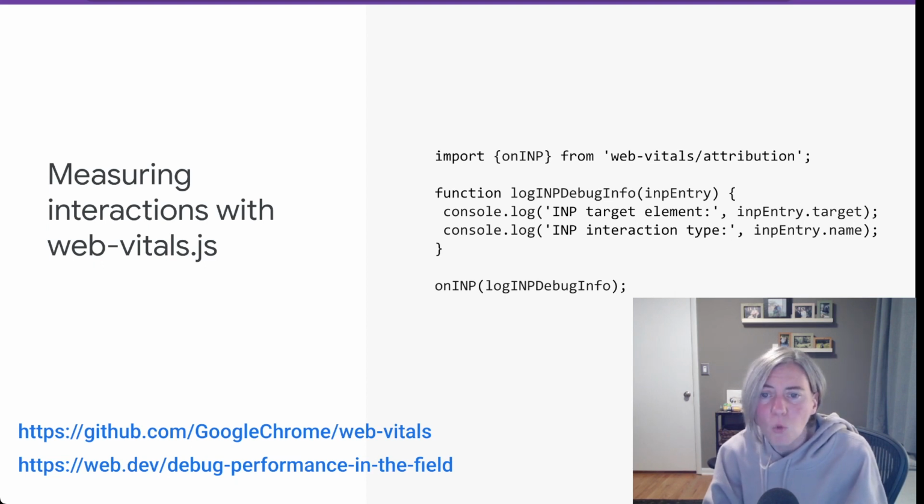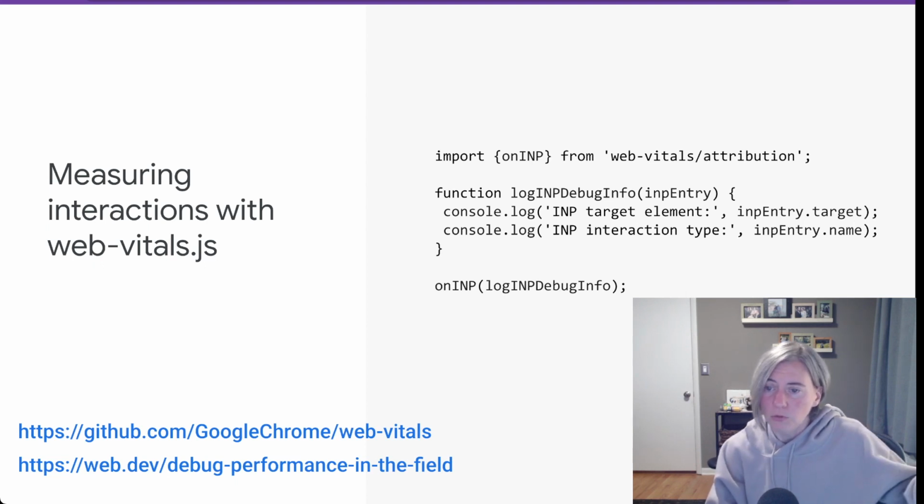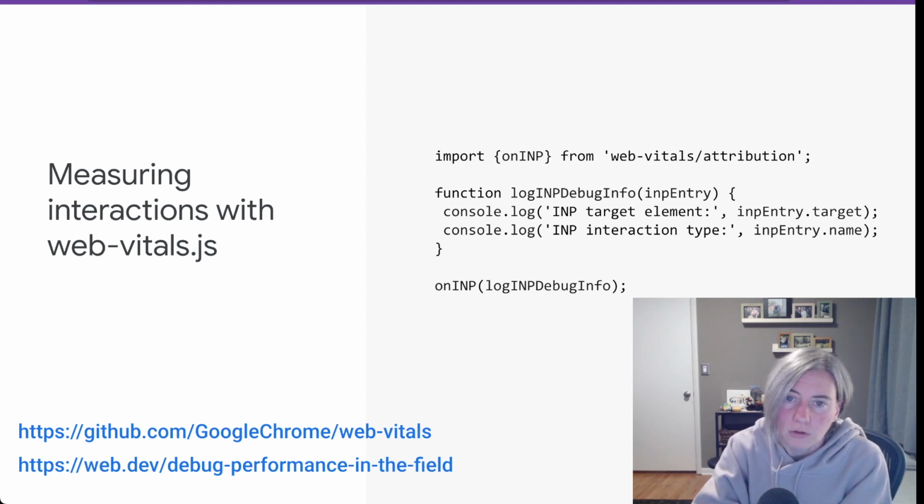Next, we're printing what the target of the interaction was. This is the element the user interacted with. How do we print an element? Here we're going to use a CSS selector so we can find the DOM node that the user interacted with.